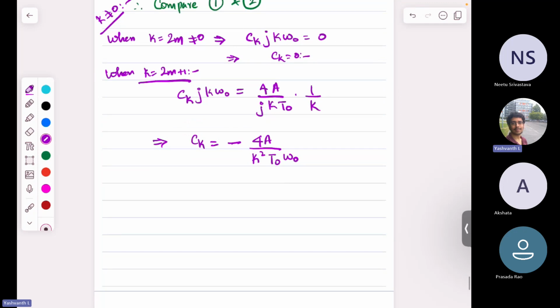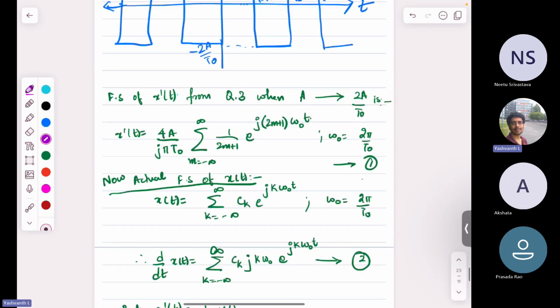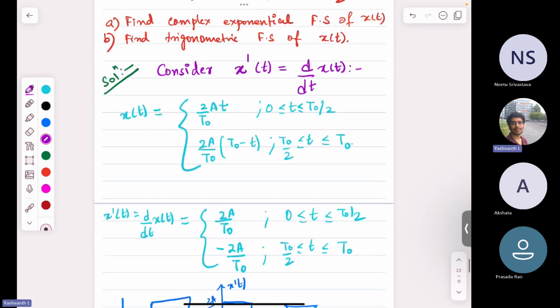But what I know is omega naught equal to 2 pi by t naught. So omega naught t naught equal to 2 pi. Put that in this equation. You get minus 4a by k square into 2 pi, which is nothing but... did I miss out something? 4a by jk t naught. There is another pi here, right? There is a pi here, you see?